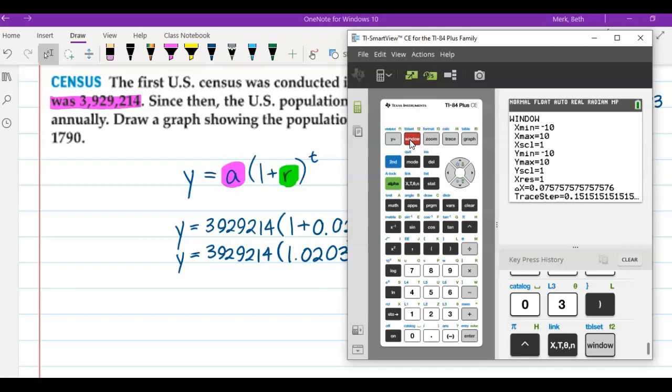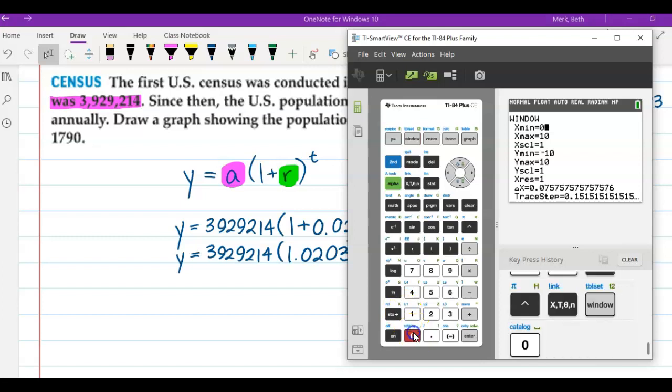It's a good example of practicing the window. X, or t, represents time. Time can't be negative here, so the time starts at 0. 1790, how many years ago was that? Well, 2020 take away 1790 would be approximately 230 years. So let's play it safe. Let's call it 250, just so that we can capture enough graph.